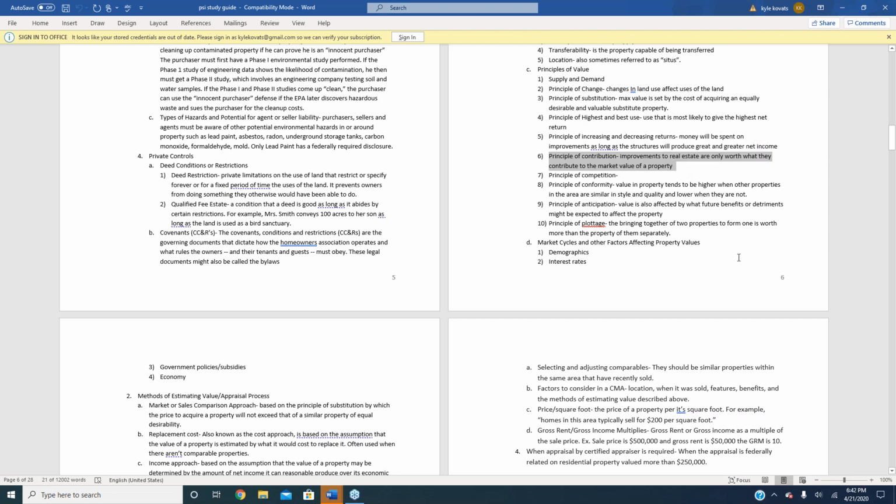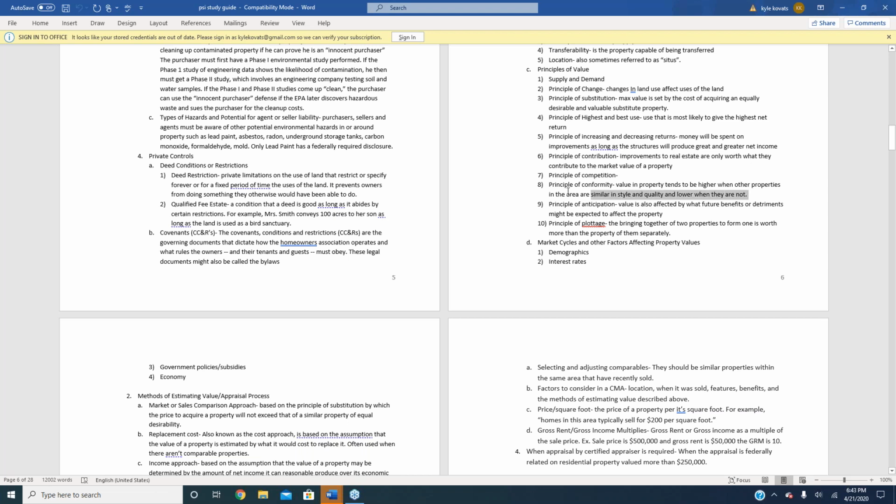And then 6 here, the principle of contribution. What does the principle of contribution state? It states that improvements to real estate are only worth what they add to the value. So if I spend 50 grand on a kitchen renovation, it might only add 30,000 in value to the home. What you spend on a renovation doesn't mean it's going to add that much in value to your home. That's more or less what the principle of contribution states.